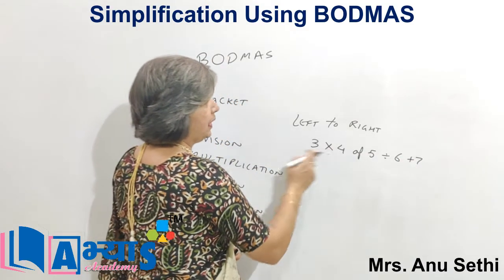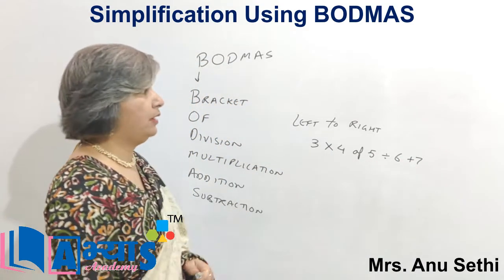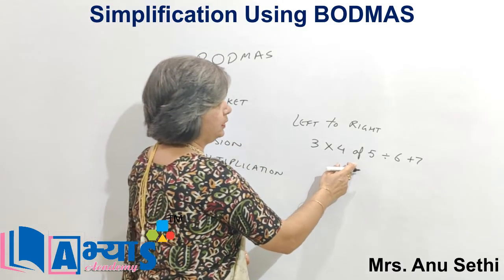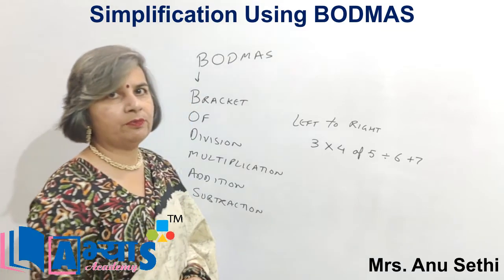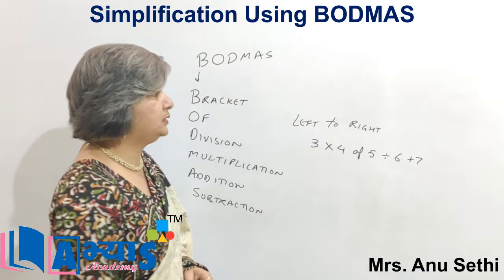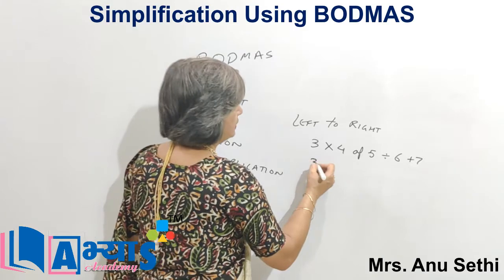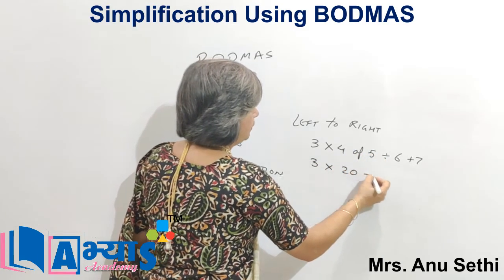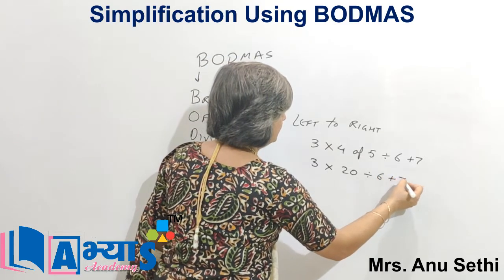First of all, as there are no brackets, I will skip the first step, and in the next step I have the of operator. So I will first solve this of operator. Of operator is nothing but multiplication. So we can say 3 into 4 into 5 means 20, divided by 6 plus 7.